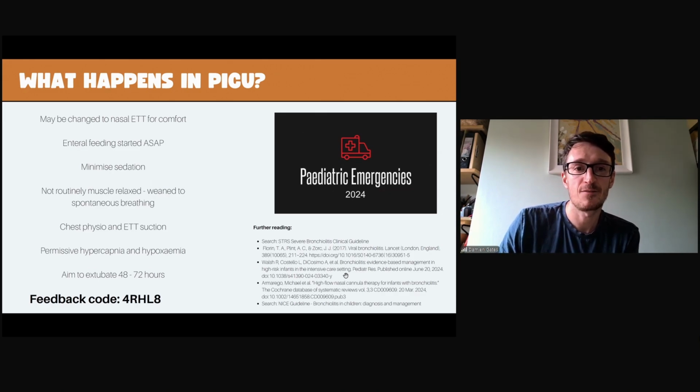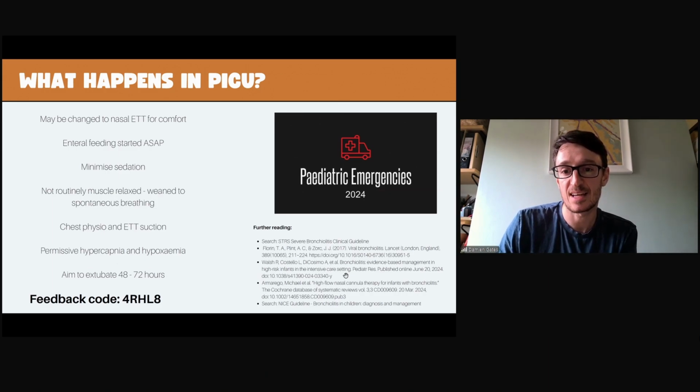We'll start enteral feeding as soon as possible. The babies aren't routinely muscle relaxed. We want them to spontaneously breathe. We'll get some physio and ET suction to help clear the airways. And we'll allow them to have a relatively high PCO2. We'll allow their SATs to run 88 and above, and we'll aim to extubate them 48 to 72 hours later, sooner if possible.